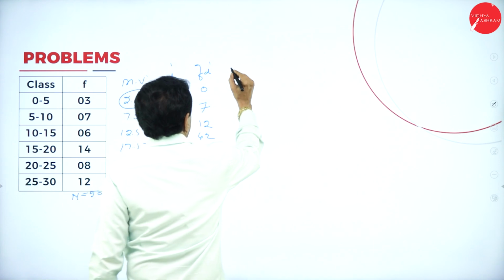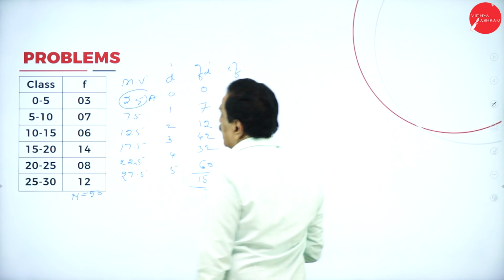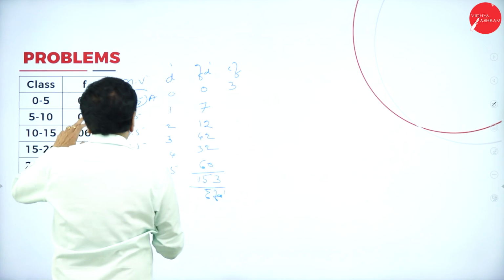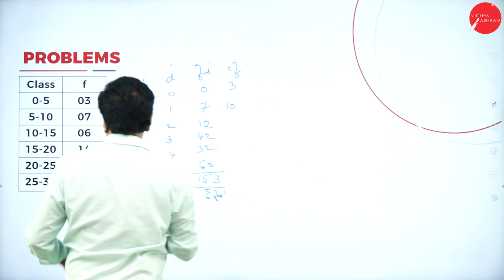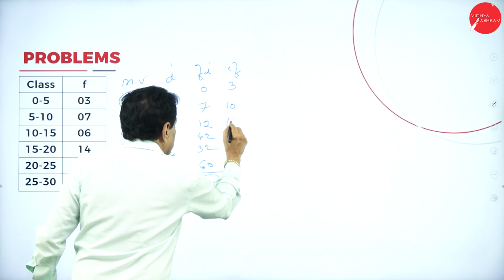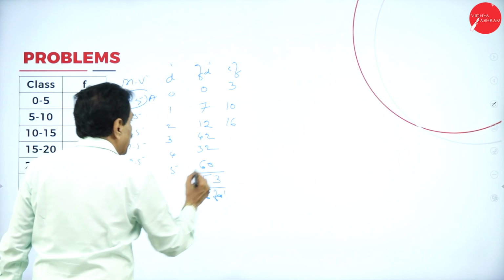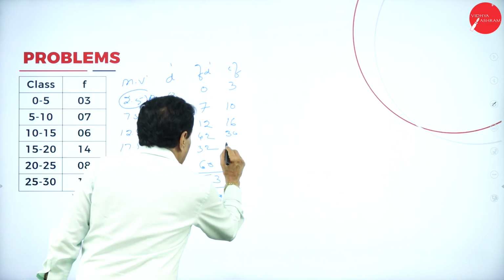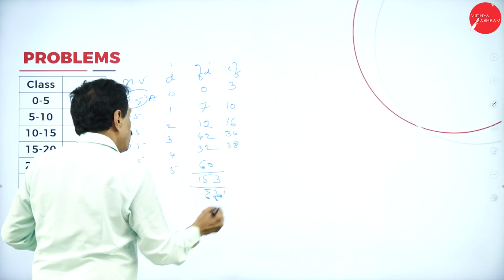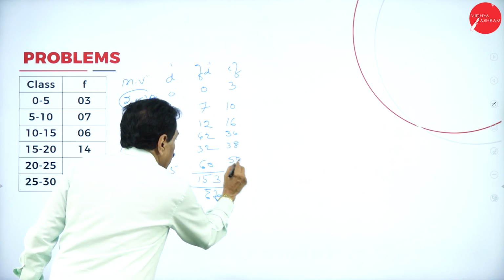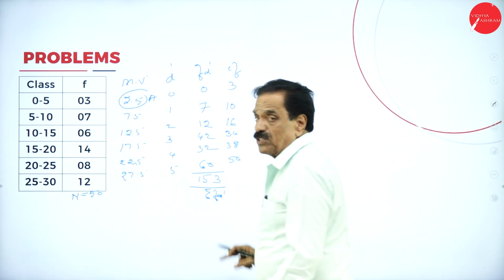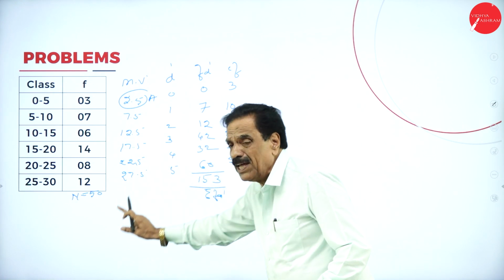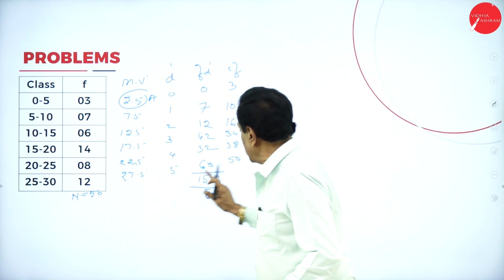Then the CF for the median is considered. What is the first number? 3. For 7 to be added, it becomes 10. 6 added becomes 16. 14 added becomes 30. Then 8 added, 38. 12 added, 50. So in the examination, you have to check that the total and the CF should be one and the same. 50 here is 50 here.